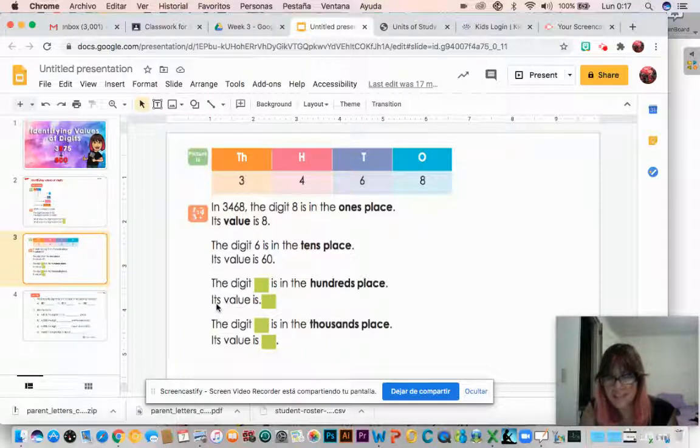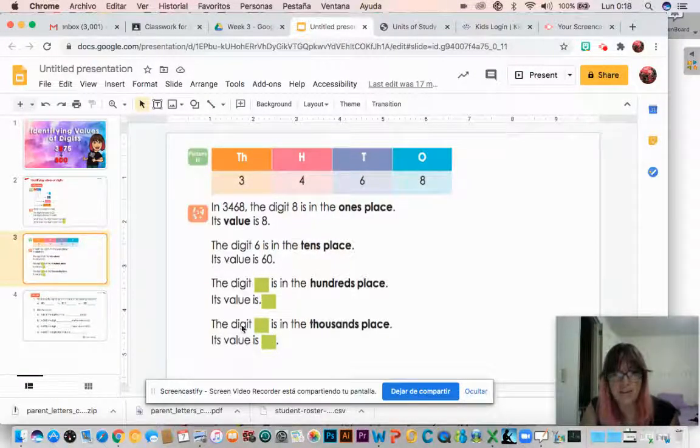But in this one they are not asking you how much it equals until the next part, where it says its value is. Now you say it equals how many. So here just the digit, which digit is in the hundreds, and how much it equals, you put it down.